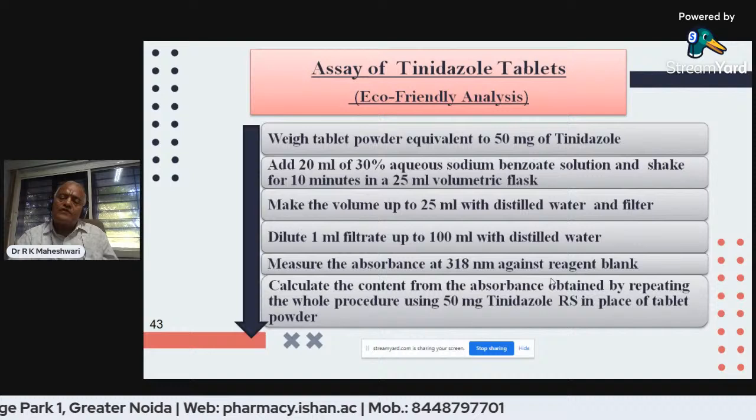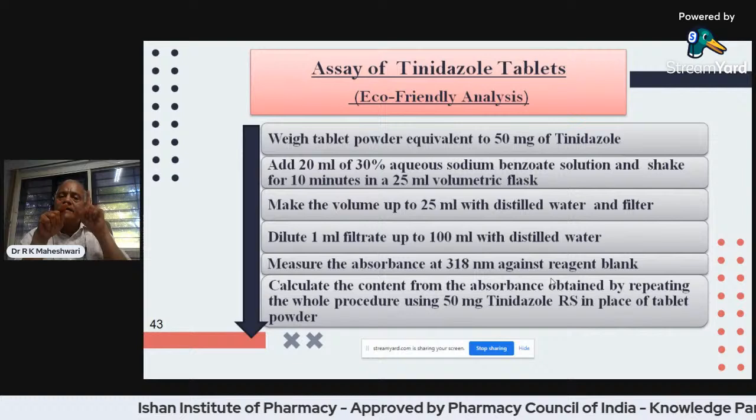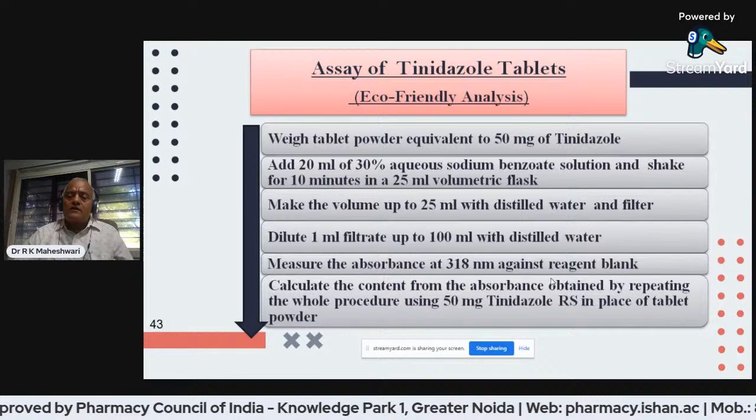In water, in aqueous solution, the peak of tinidazole comes at 318 nm. In methanol, 310 nm. In water, 318 nm. So you have noted its absorbance, keeping reagent blank in the reference cuvette. What is the reagent blank? How can the students make this reagent blank?